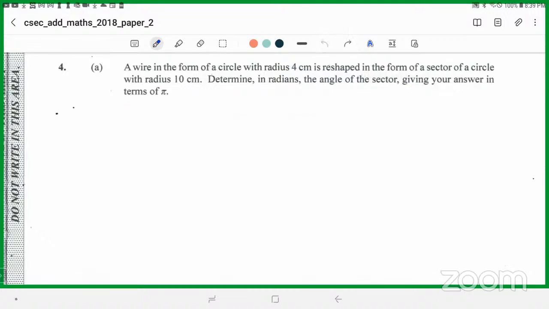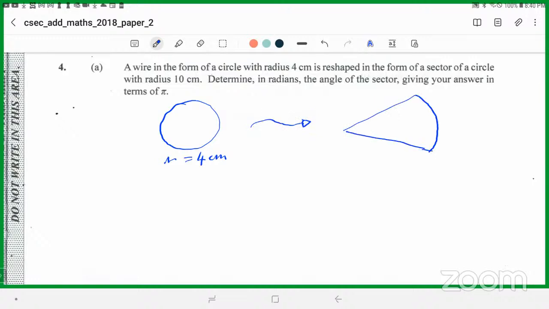So let's do a sketch of what they have said. We have a circle, and in this circle the radius is 4. That circle is transformed or reshaped into a sector where the radius is now 10 centimeters. So it is a piece of wire, you know, guys. And the piece of wire was reshaped from this to this. So the length of the wire is the same.